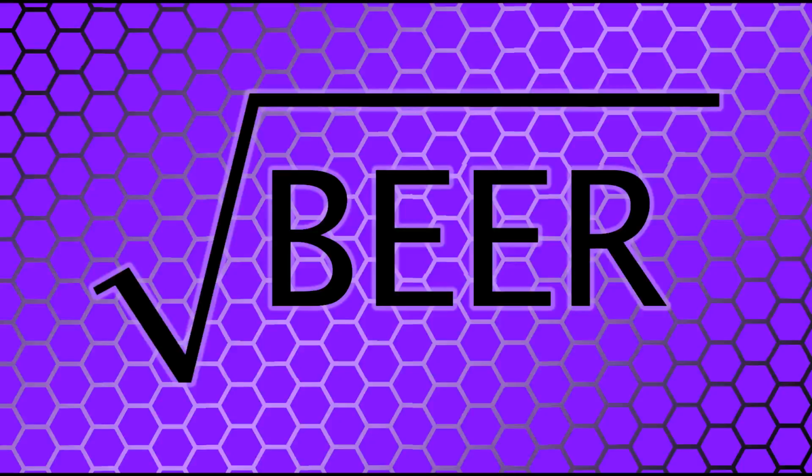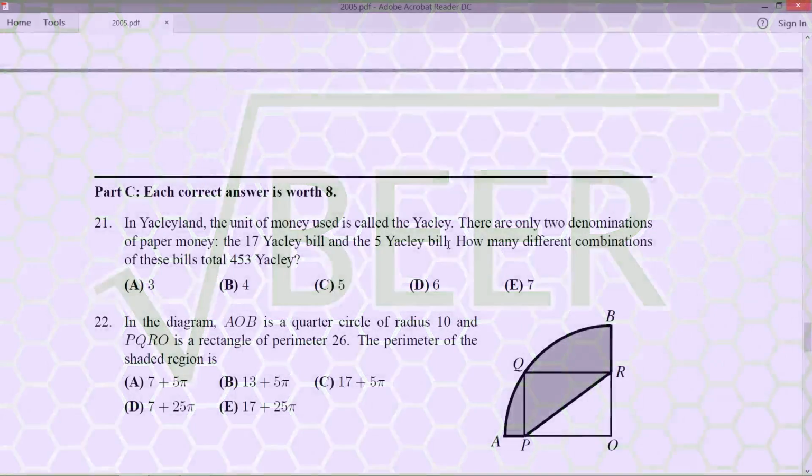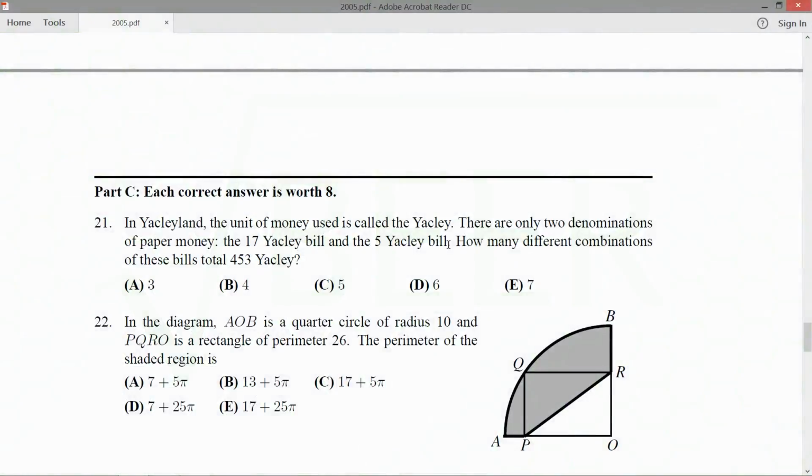Hello, ladies and gentlemen. It's Root Beer here with question number 21, the very first question in Part C on the 2005 Cayley contest. In Cayley land, which is just somebody messing around with the first little bit of Cayley. So in Cayley land, the unit of money is called the Cayley.